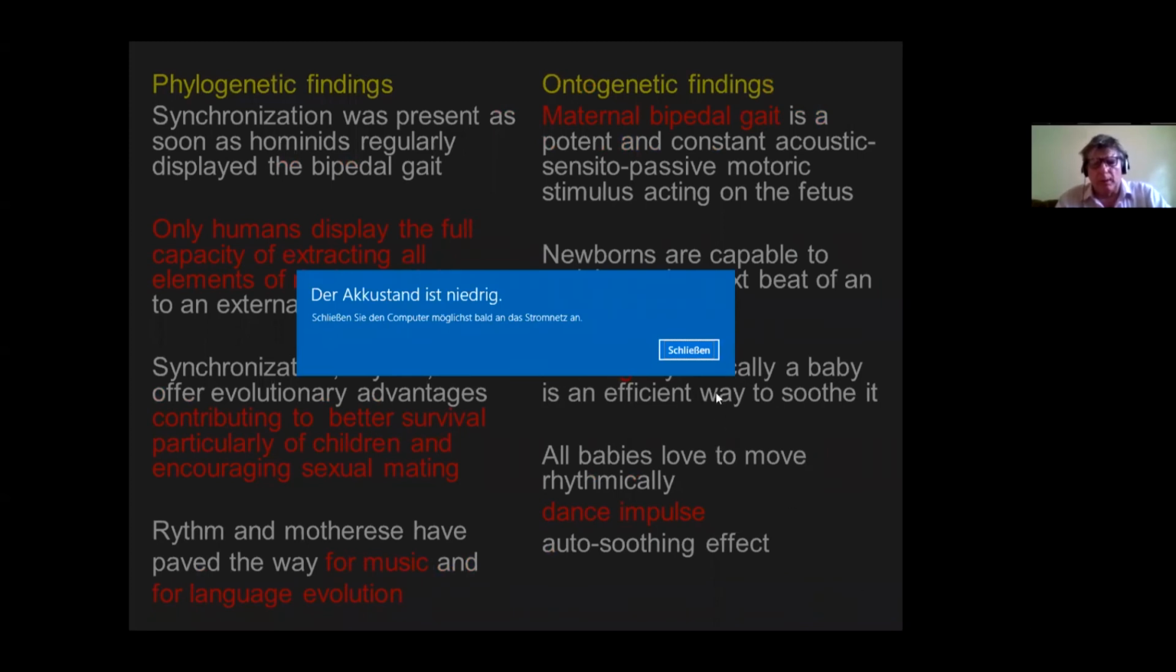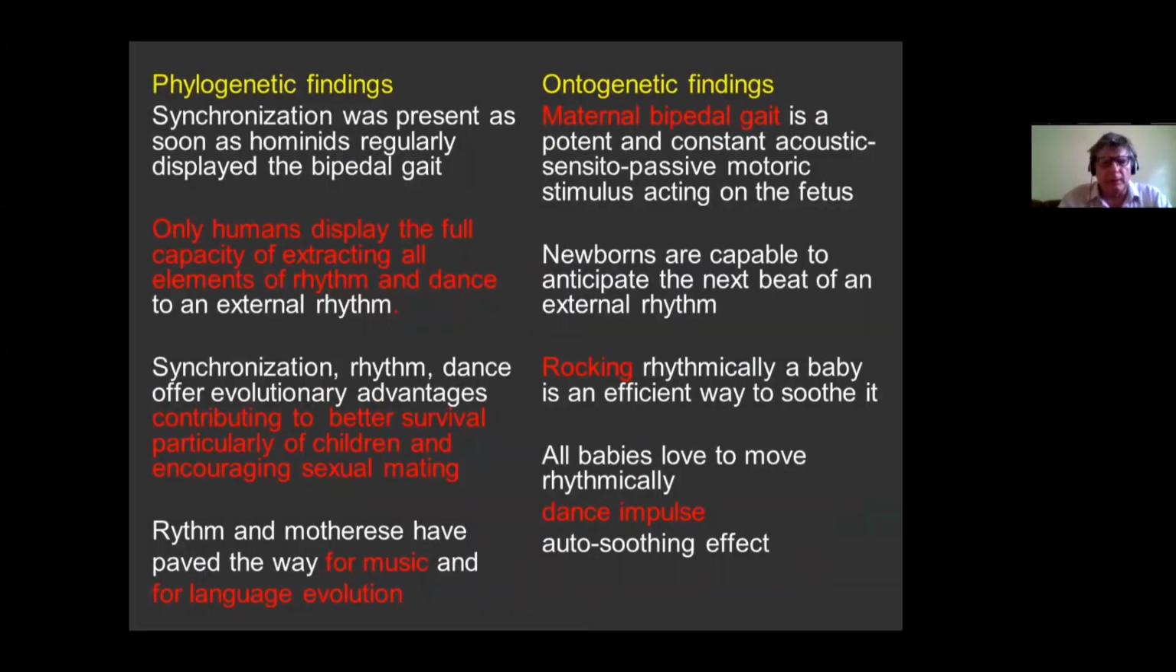I don't know why this, hopefully I will not be interrupted because there is no light in this room here, or no electricity.